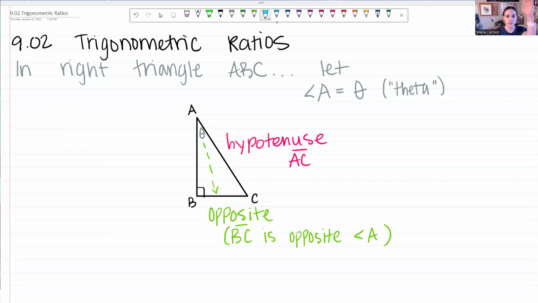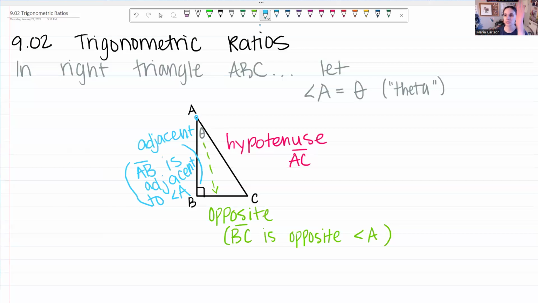And then that leaves us with the leg that is directly adjacent to angle A. It's not opposite, it's not the leg opposite A, it is the leg that is adjacent to angle A. So I would say here that side AB is adjacent to angle A because it shares a side. Angle A literally touches side AB, and it's not the hypotenuse, it's the leg.